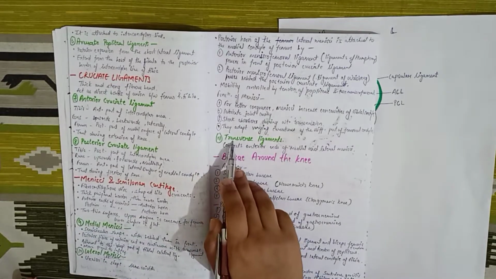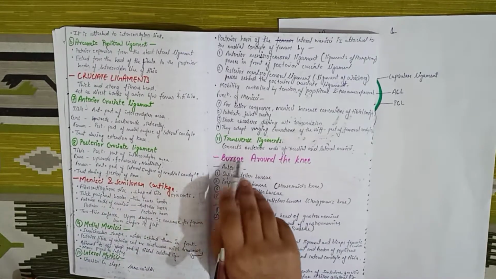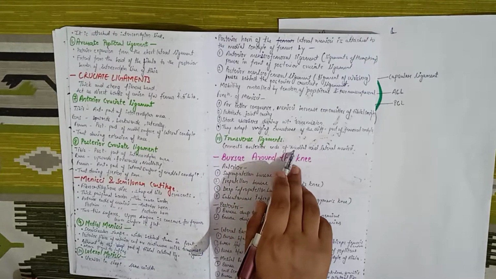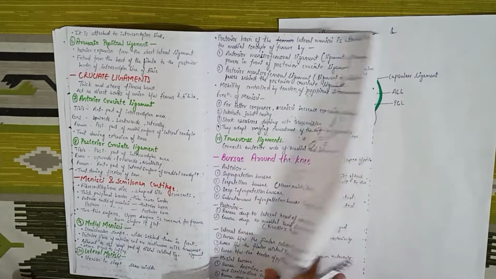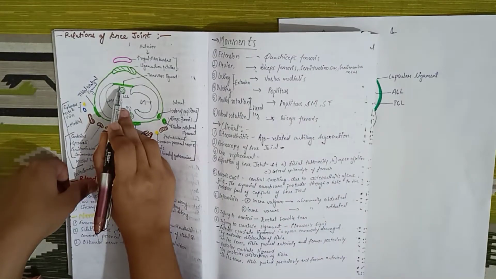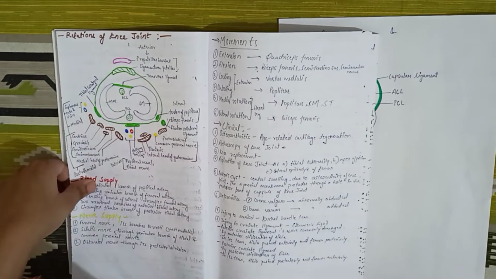So now the last ligament is the transverse ligament. It connects the anterior ends of the medial and lateral menisci. Here it is, the transverse ligament.